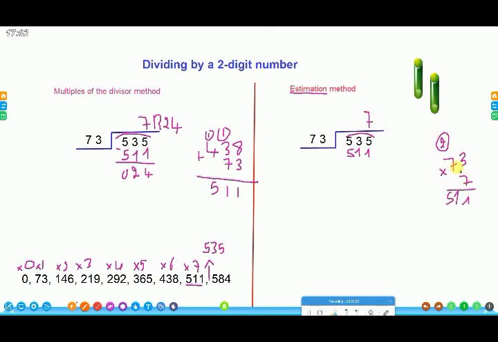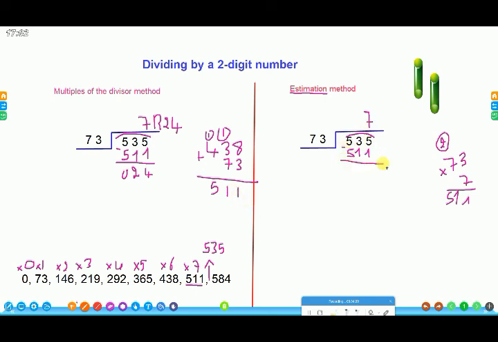So here, if you noticed, from my first guess, I found the correct answer. But in case I multiply 73 by 7 and the number obtained is greater than 535, of course, in this case my estimation is wrong. So I need to take a lesser quotient. So instead of 7, I try 6 in this case. But here, from the first time, my estimation is correct. And I found the quotient much faster.